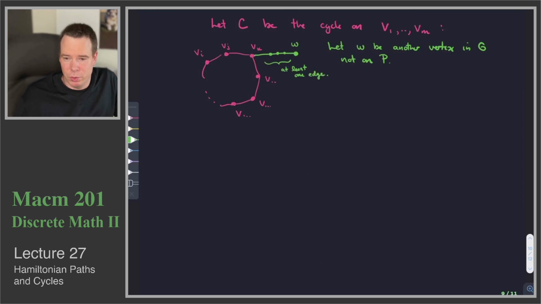To travel along in order to get out to that vertex W. So what does that mean? Well, that's perfect now because there's at least one edge there. Then look what we can do. We can go along that, which is at least one edge, and then around the cycle.